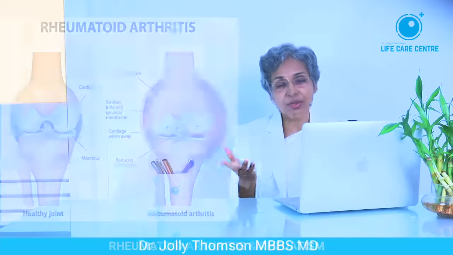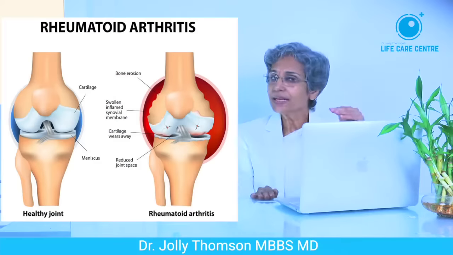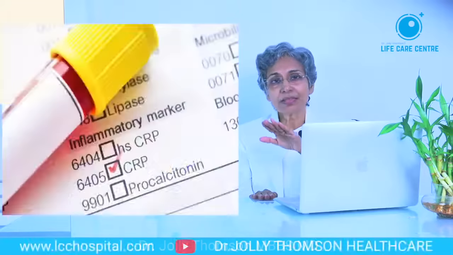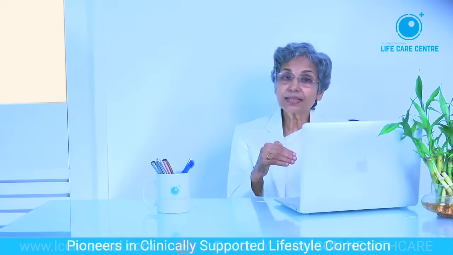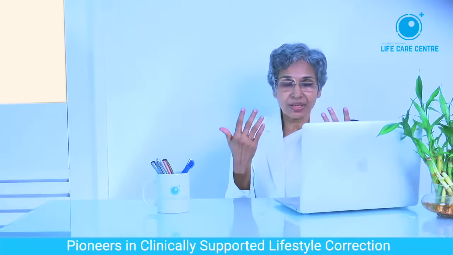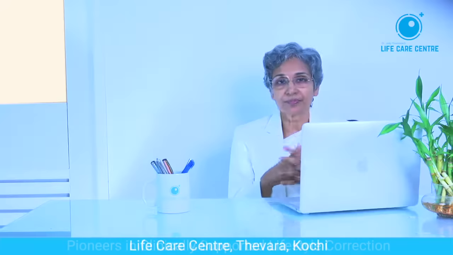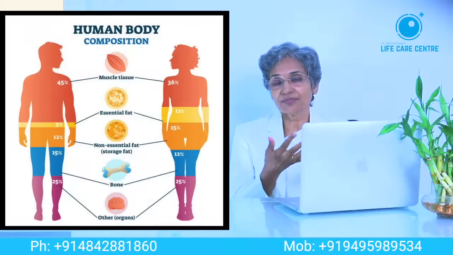Next, what are the investigations to be done for this rheumatoid arthritis patient? For the diagnosis part, there are the inflammatory markers and the autoimmune antibodies that we have already discussed. Next is the impact of the disease on the body. For that, we have to check body parameters like weight, body composition, and fat percentage.